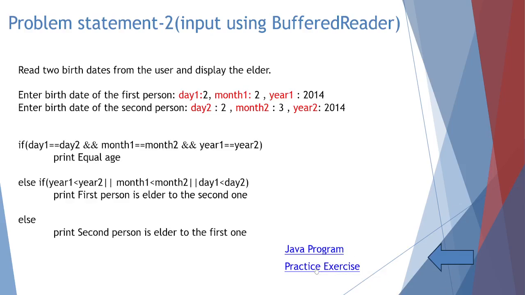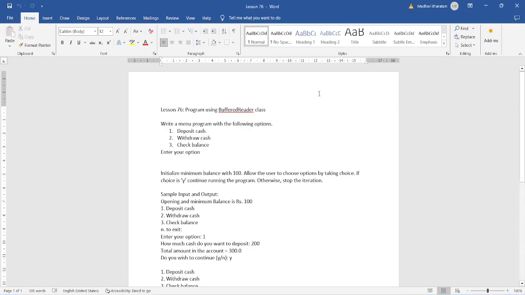There is only one program in practice exercise, but we revise BufferedReader class, input we take, also do while loop, and we will recall menu also. So write a menu program with the following options: deposit cash, withdraw cash, check balance, enter your option. Option can be 1, 2, 3. But initialize minimum balance with 100 and allow the user to choose options by taking choice or options. If choice is Y, continue running the program.